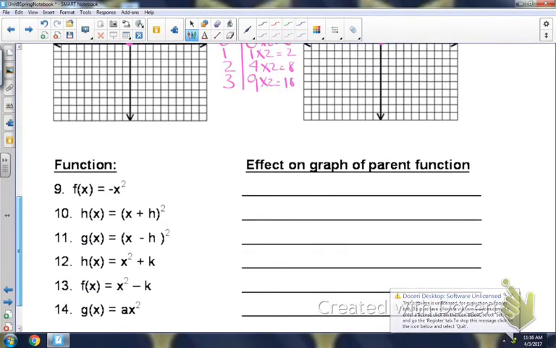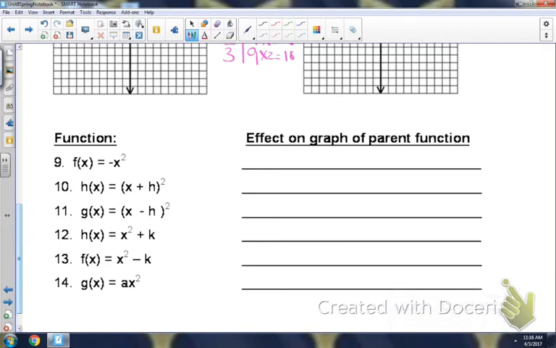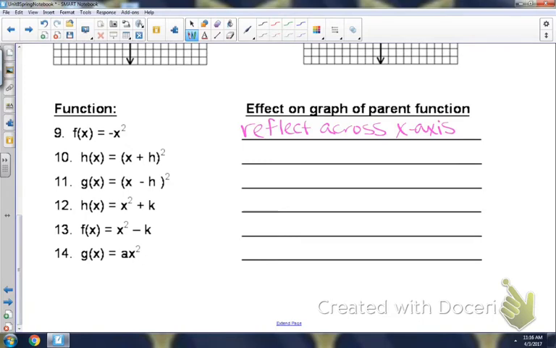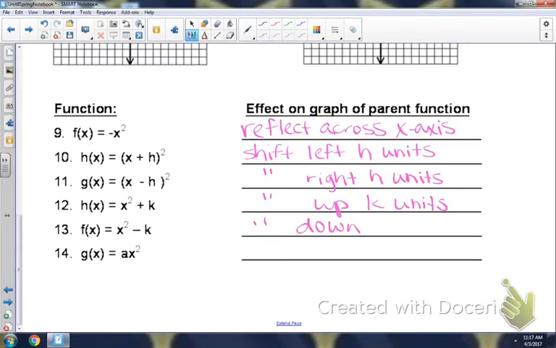Okay, now we're going to summarize everything. If you have a negative in front of the x squared, your parent function, it's going to reflect across the x-axis. If you have x plus h inside parentheses, then it's going to shift left h units. If it's minus inside parentheses, it's shifting to the right h units. If there's no parenthesis and after your parent function x squared, it's plus k, that means you're going to be shifting up k units. And then minus k will go down k units.